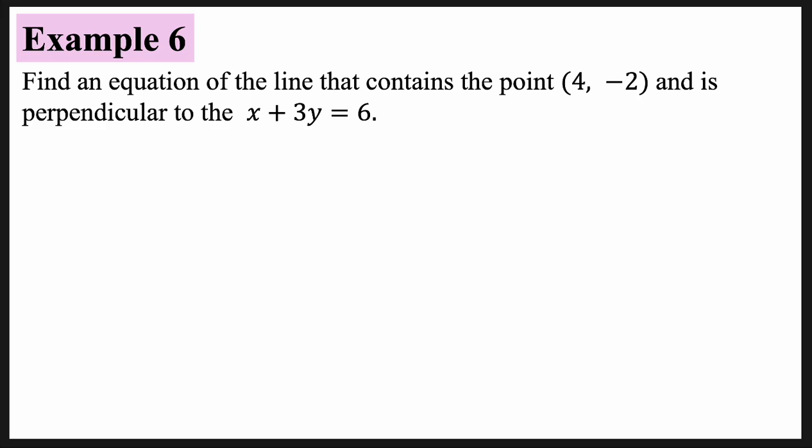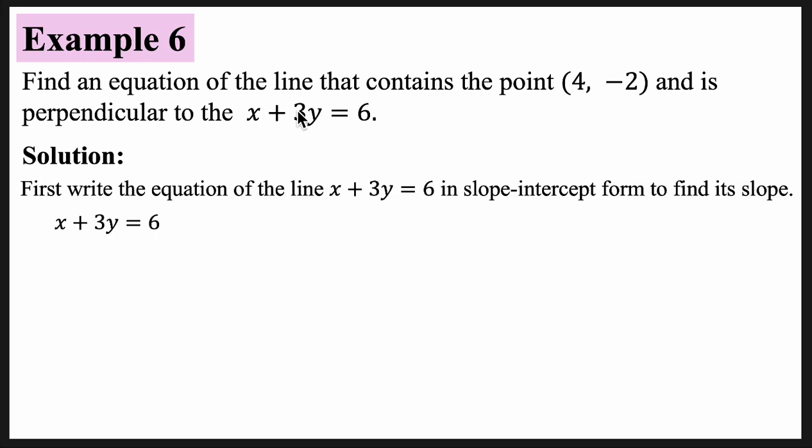Example 6, find an equation of a line that contains the point (4, -2) and is perpendicular to the line x + 3y = 6. Now, the equation of the line here is not written in the slope-intercept format, that is y = mx + b. So, first thing we have to do is convert that into y = mx + b. That is, isolate the variable y first and figure out the slope from that.